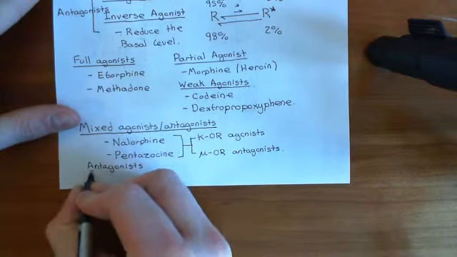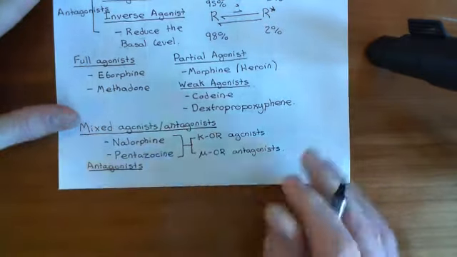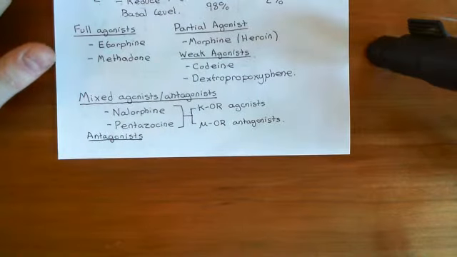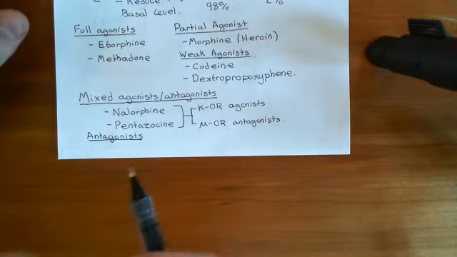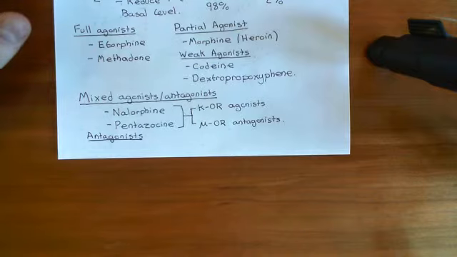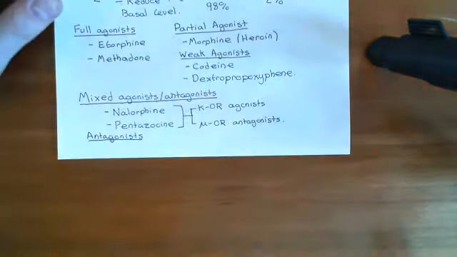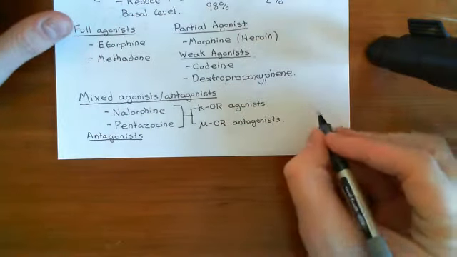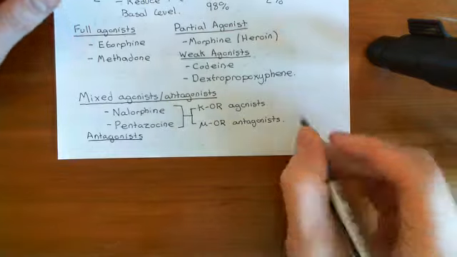Now, these drugs are very, very useful when people have taken an overdose of opioids, maybe of morphine, for instance. Because the risk of taking an overdose of opioids is that it causes respiratory failure, basically. And the reason it can do this is because in order for you to continue breathing, the diaphragm has to receive signals continuously from the brain.